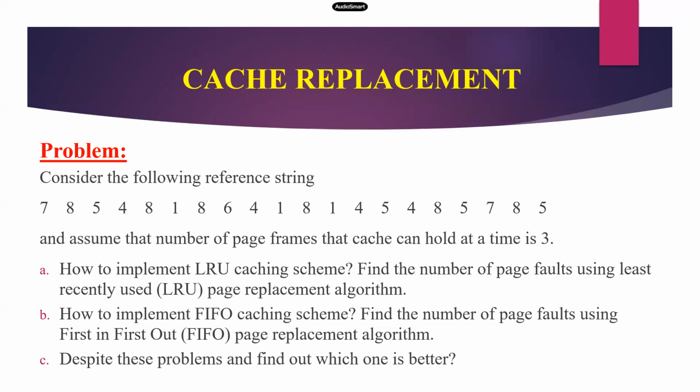So there are 3 questions. How to implement the LRU caching scheme? Find the number of page faults using the least recently used page replacement algorithm. The second question, how to implement the FIFO caching scheme? Find the number of page faults using the first in, first out page replacement algorithm. And despite these problems, find out which one is better. We will see one by one.